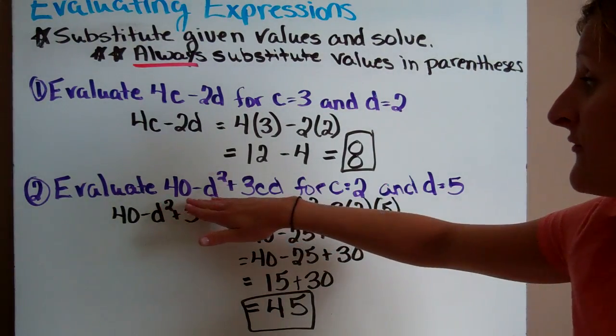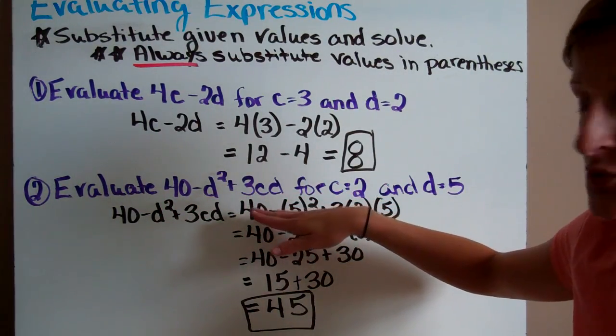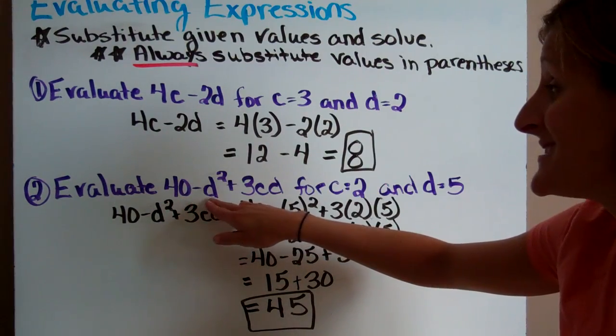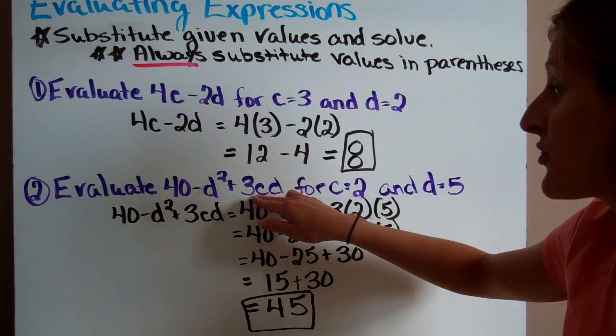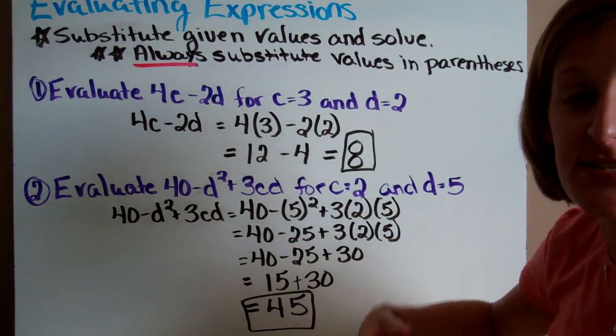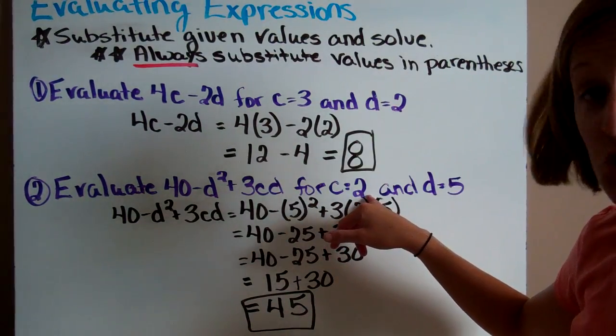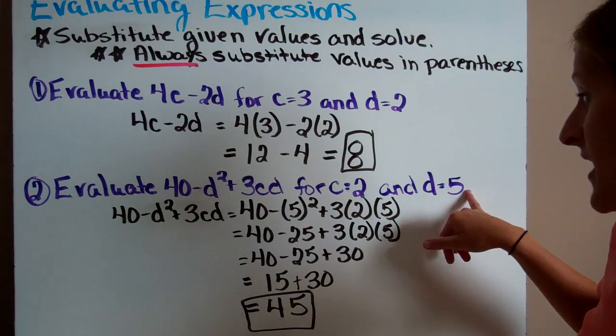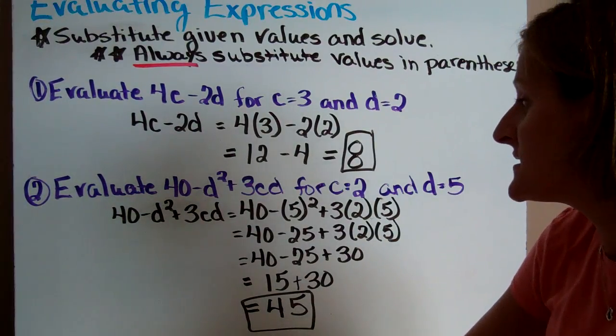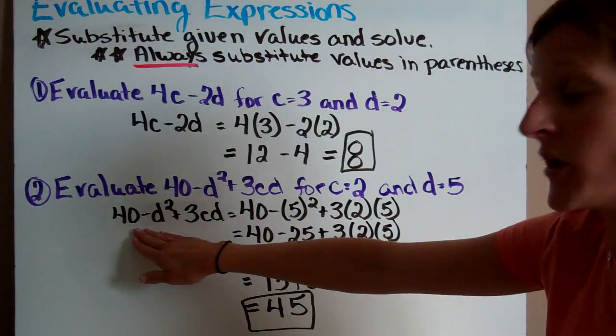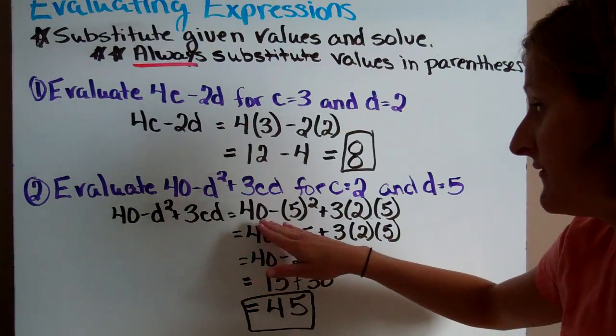Now, for the second one, we have a fairly large one. We have 40 minus d squared plus 3cd, which means 3 times c times d. Now this time c is going to be 2, and d is going to be 5. When I plug this in, I have 40. Now it doesn't have a letter with it, so I leave it as 40.